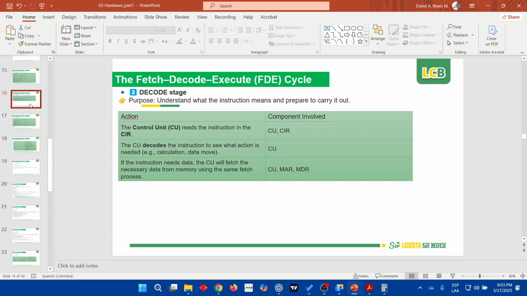Okay. So you understand that you are going to multiply. That is the calculation or the operation that you are going to do or execute, and where that data needs to go to.